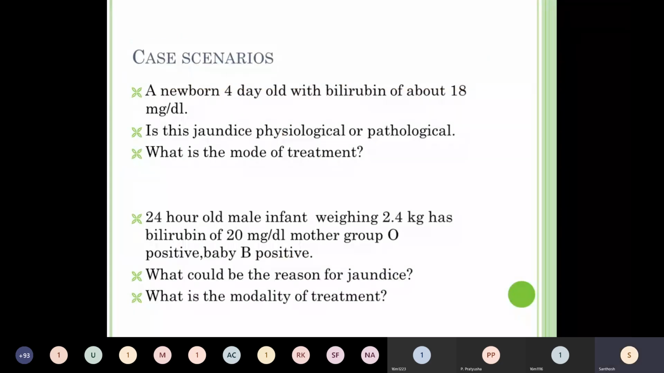Here is a 4-day-old newborn baby with a bilirubin of about 18 milligrams per deciliter. Is this jaundice physiological or pathological? What is the mode of treatment?